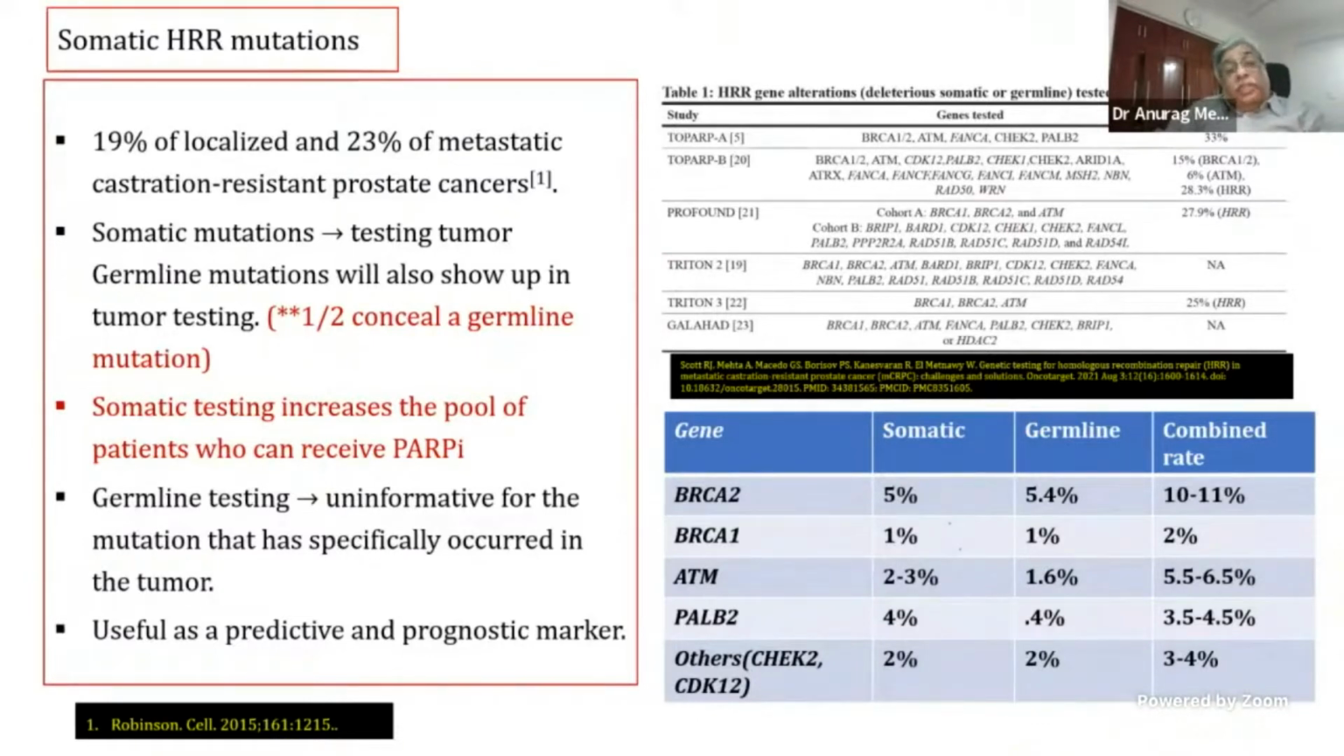And this the physician treating the patient should be aware of. The somatic testing is useful because it increases the pool of patients who can receive PARP inhibitors. On the other hand, the germline testing is uninformative for the mutation that has specifically occurred in the tumor. The somatic mutations are useful only as a predictive and prognostic marker, but not for carrying out the family screening.